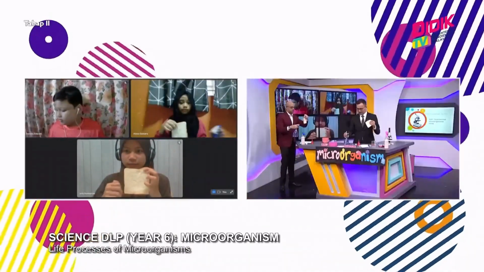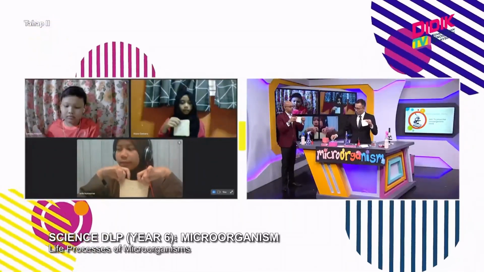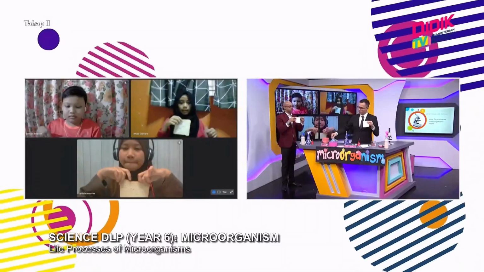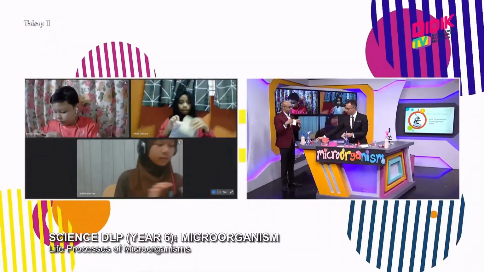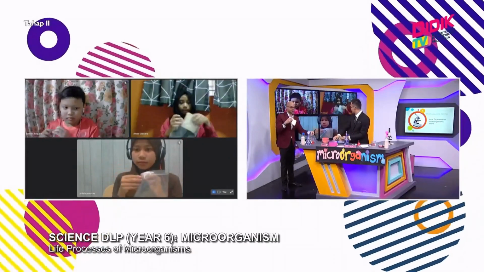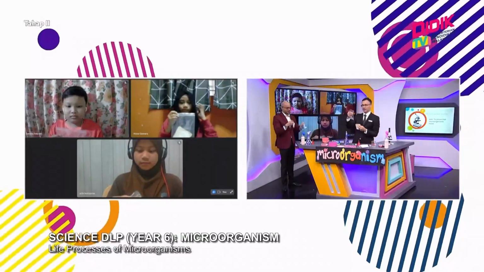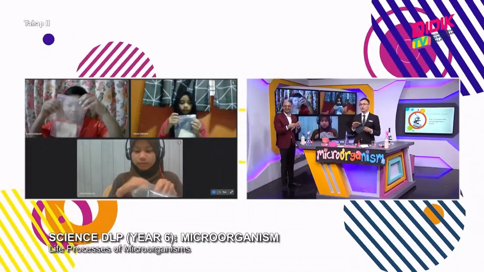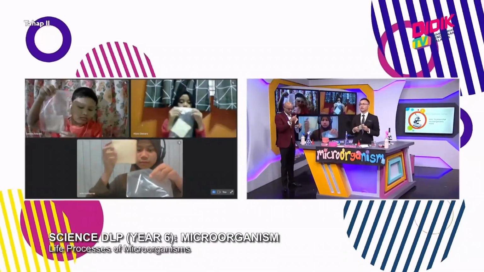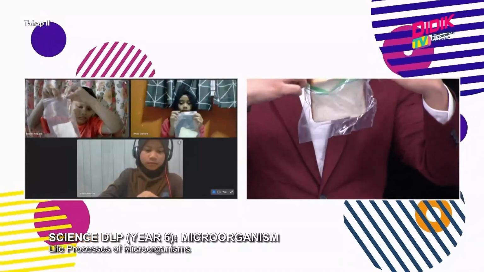Now when it's properly damp, you are going to use this Ziploc bag. I have one, I'll give you one. I can see the pupils who are online are also doing the activity with us. And for those of you watching at home, if you have a piece of bread and something to put water in, you can also join in. You just have to sprinkle water on top of it. Put this bread inside your Ziploc bag.